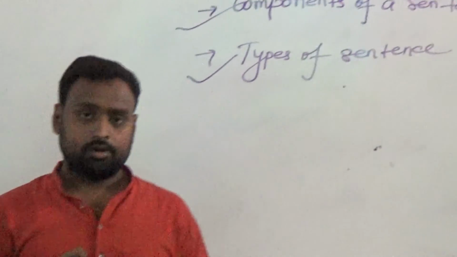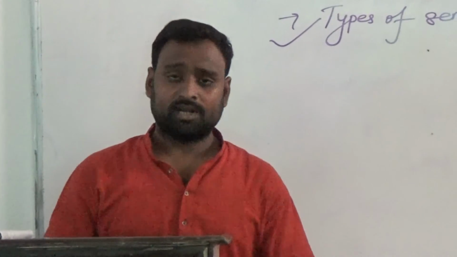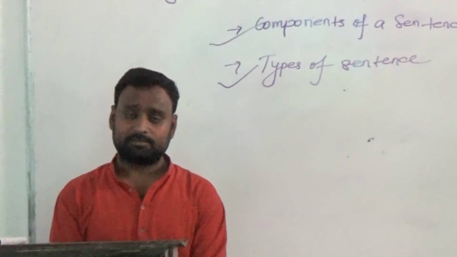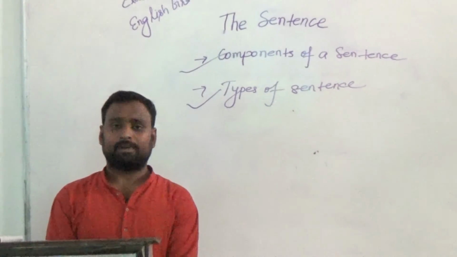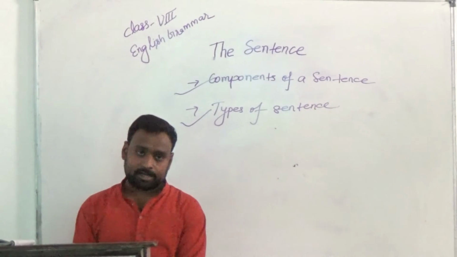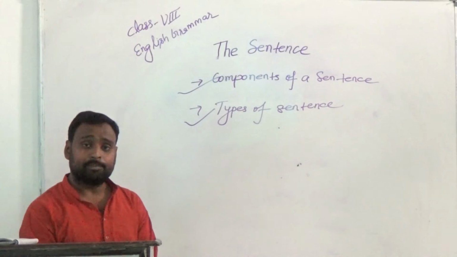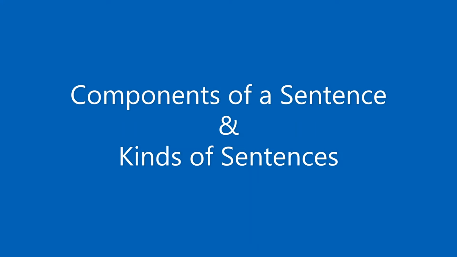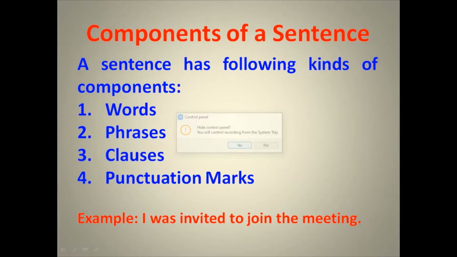In an earlier video, you have learned what is a sentence, what are the different parts of a sentence, that is subject and predicate, and different parts of a predicate, that is verb and complements. Now let us see what are the components of a sentence. Components of a sentence may also be said constituents of a sentence.